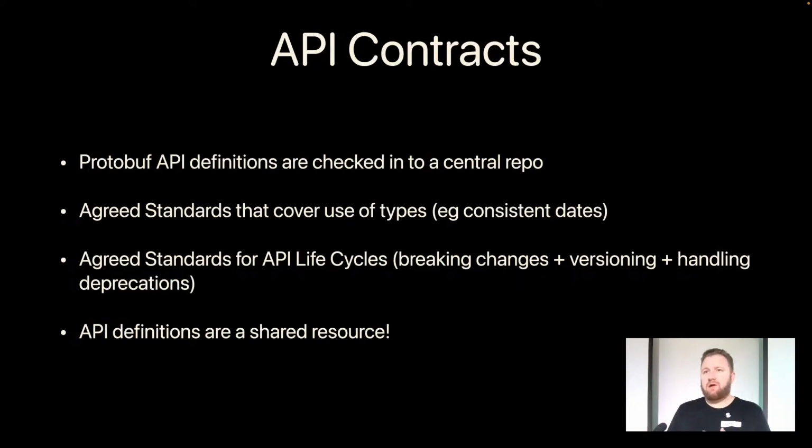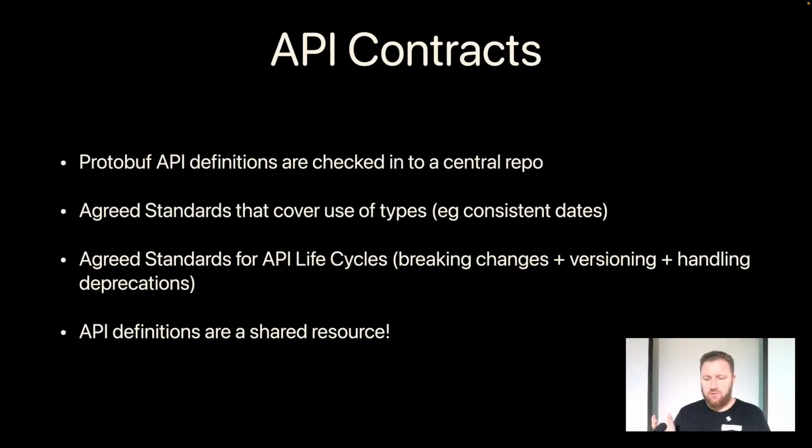Protobuf definitions for all our APIs live inside a Git repo. We're all very familiar with Git, or the other alternatives whose name has escaped me now. Hopefully nobody's using Subversion here still, right? We're all on Git. We have agreed standards for the types and language features that we'll use.